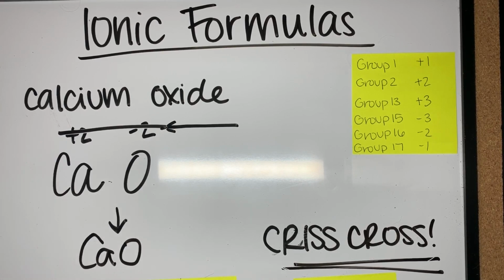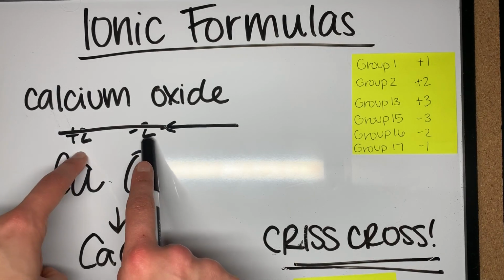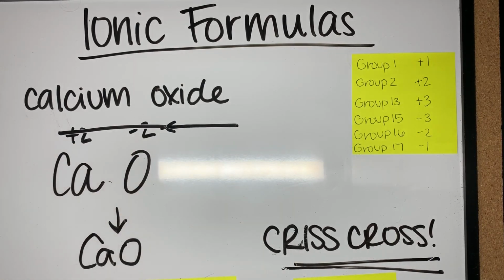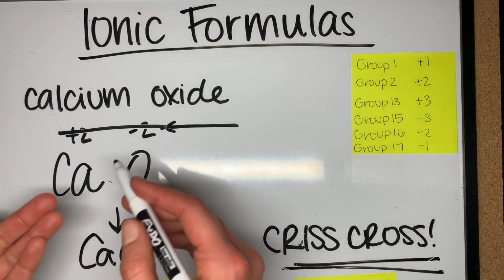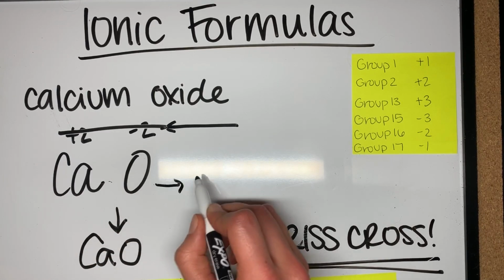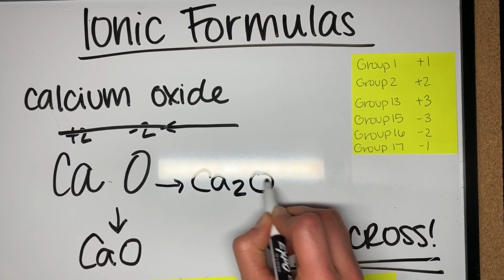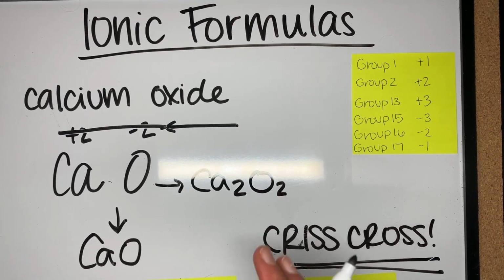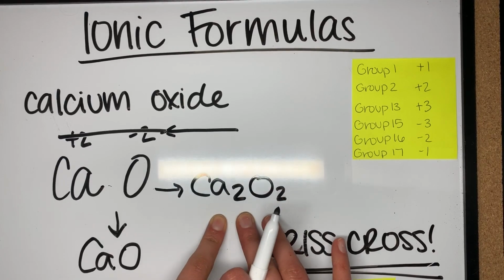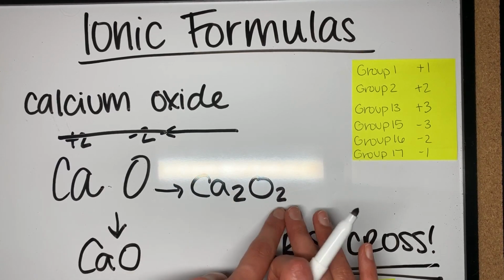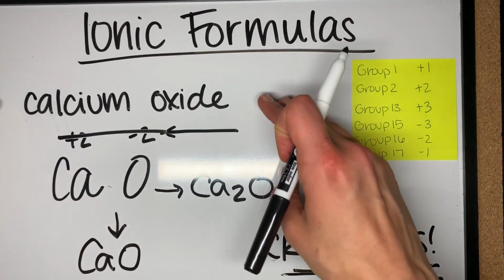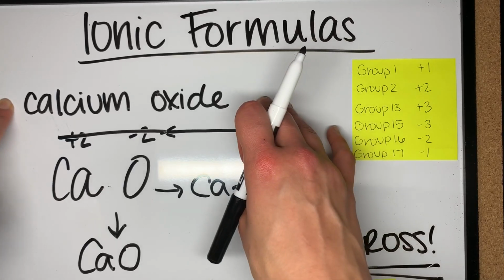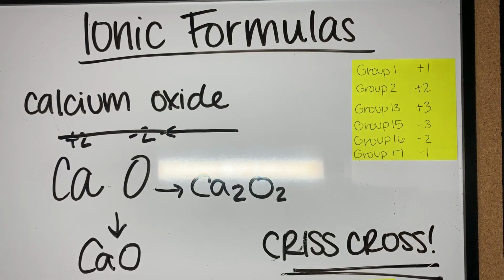So be very careful. You don't always have to crisscross. If the charges cancel each other out, then you don't need any subscripts at all. With that being said, if you were to crisscross and have this become Ca2O2, that is incorrect. This is telling me that I need 2 calcium atoms and 2 oxygen atoms to form 1 molecule of calcium oxide. That is not the case.